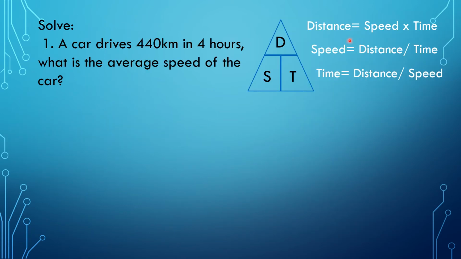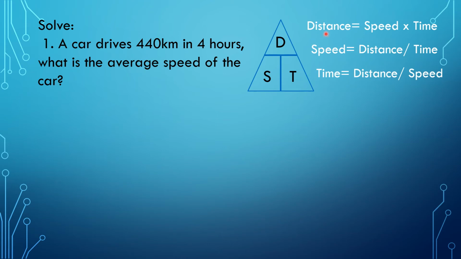Now, if you can't remember this, try to memorize this one. This is very easy. A triangle, and here we have D, which stands for distance, and here we divide this in two, and this is S and T, which is speed and time.